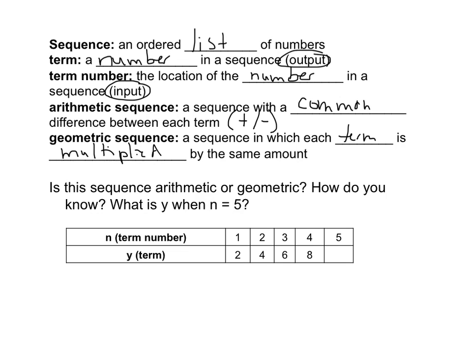So now let's look. Is this an arithmetic or a geometric sequence? And how do you know? And what is y when n equals 5? So if you look here at our term numbers, we have 1, 2, 3, 4, 5. And then here we have 2, 4, 6, 8. So if we look at our terms and we're looking at the sequence we see there, we see that each increases by 2. Since it's a plus 2 in between terms, we know that this is an arithmetic sequence. And if we continued our pattern, 8 plus 2 would be 10.